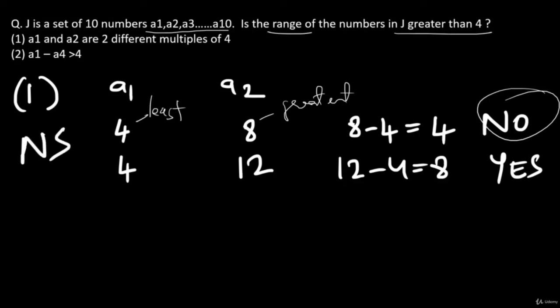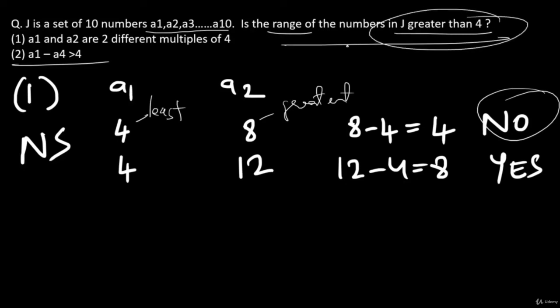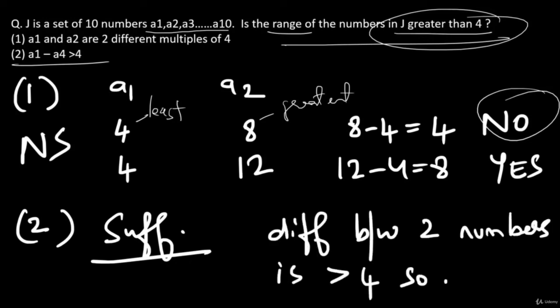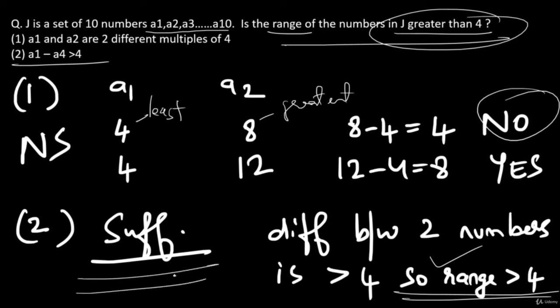Now what about statement 2? Statement 2 says that A1 minus A4 is greater than 4. And the question is, is the range greater than 4? So definitely statement 2 alone is sufficient, right? Because the difference between two numbers is greater than 4, the range of the given numbers, which is the difference between the greatest and the smallest number, is definitely greater than 4. Therefore, statement 2 alone is sufficient, and hence the correct answer to this question is option B.